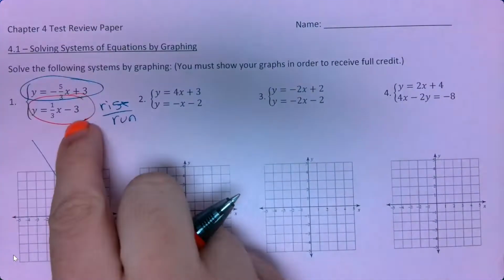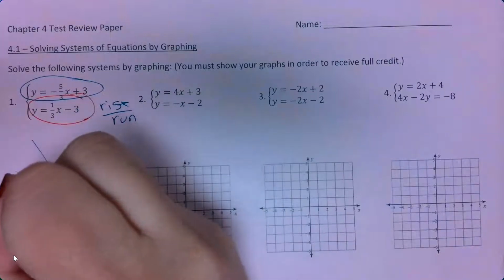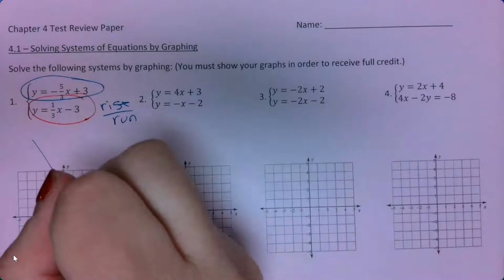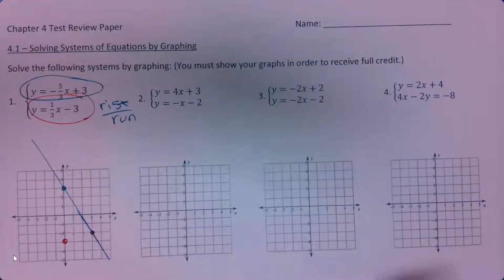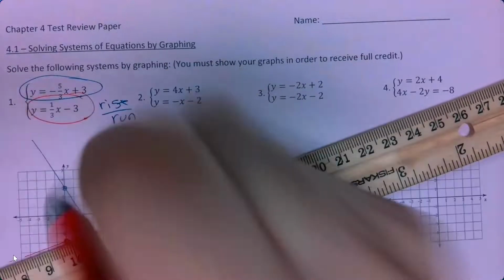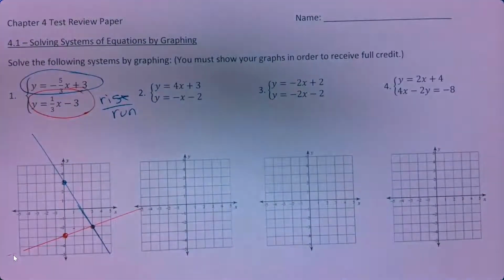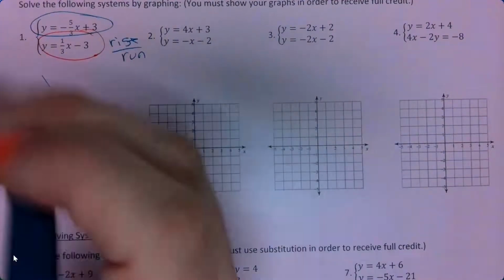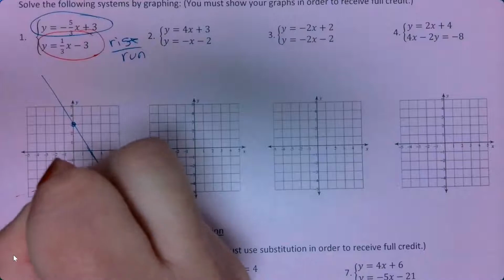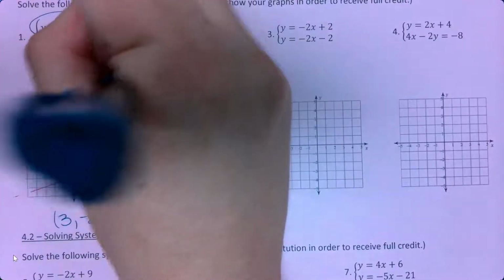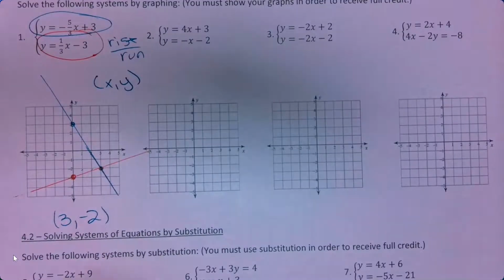Then I'm going to go ahead and graph my second line. This one, I'm going to start at negative 3 and put a dot on my y-axis. My slope is 1/3, so I'm going to go up 1 over 3. And I want to draw where these two lines are crossing. They cross at one point, and my final answer is where the two lines touch, which is 3, negative 2. Remember, my answer for everything on here is going to be in the form x comma y. So you always write your x value first.